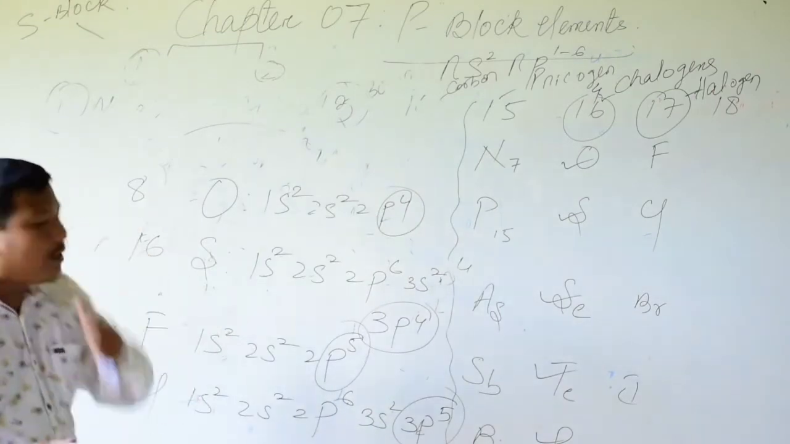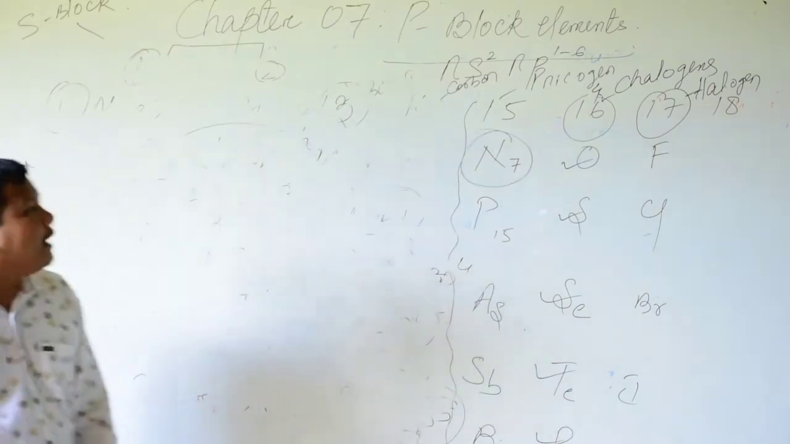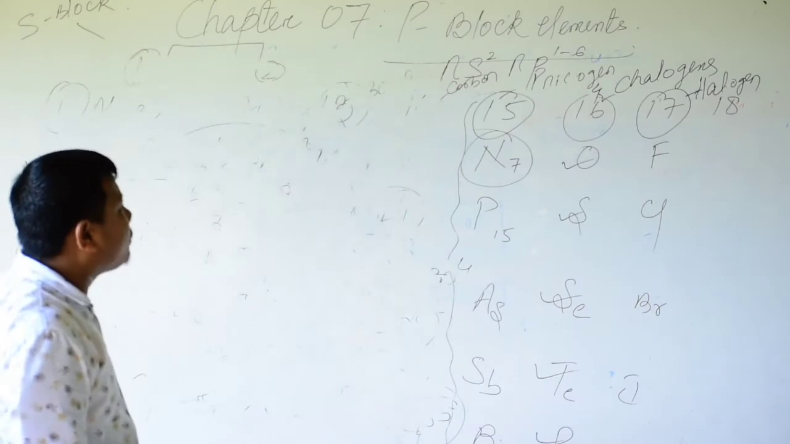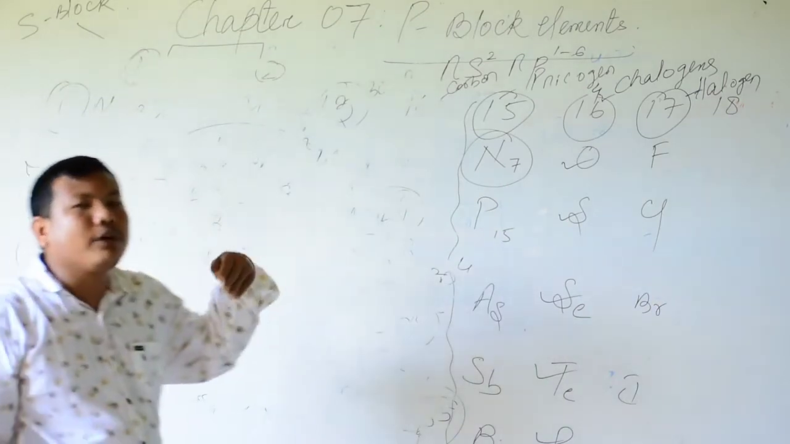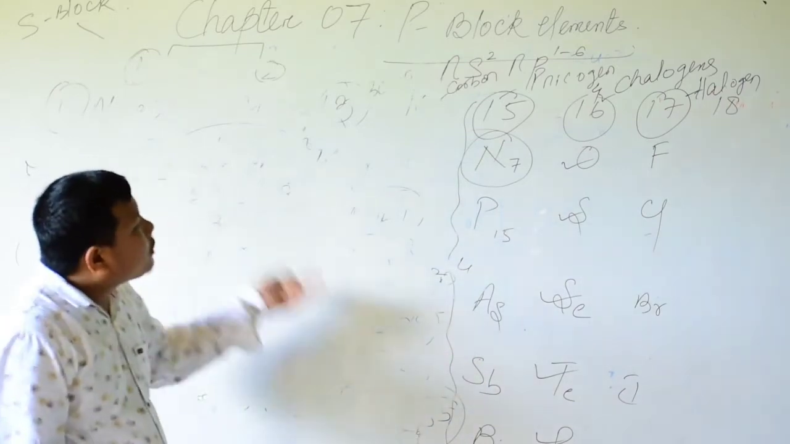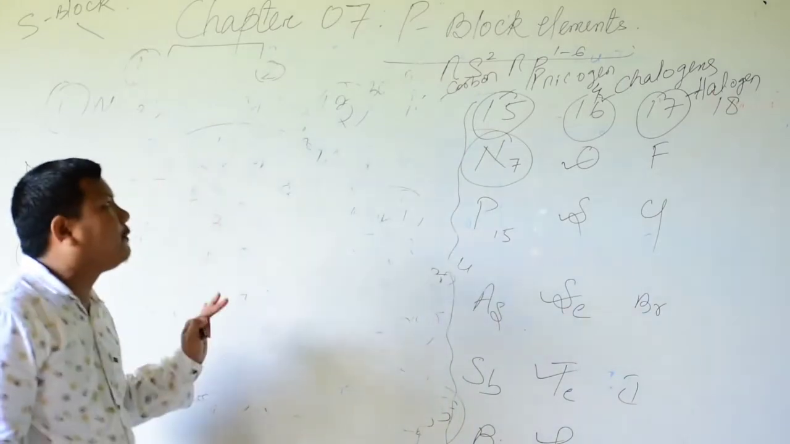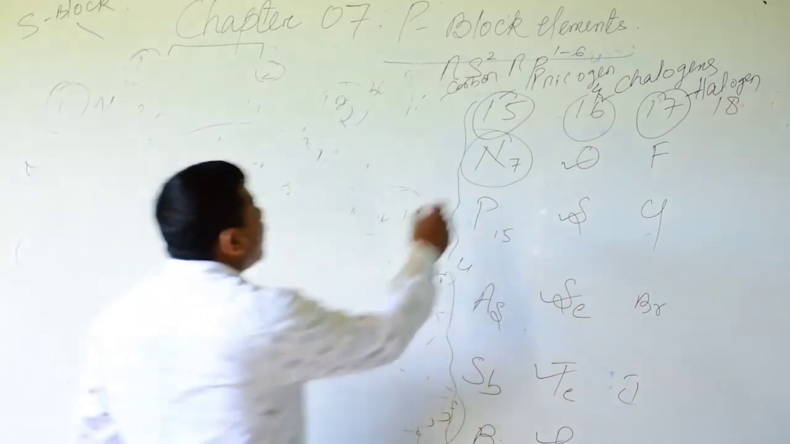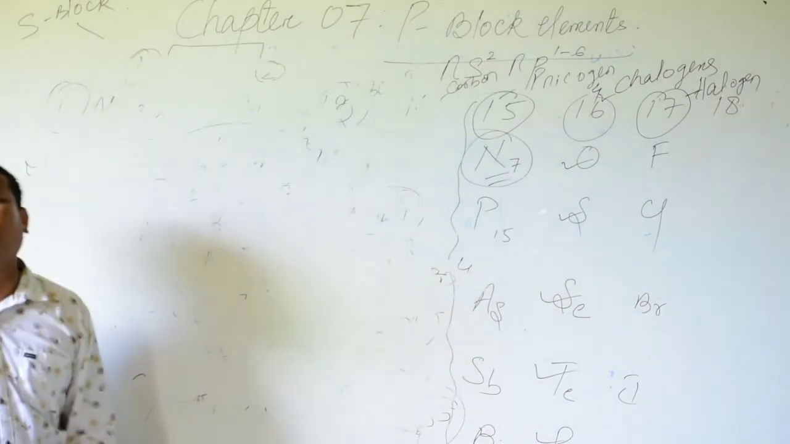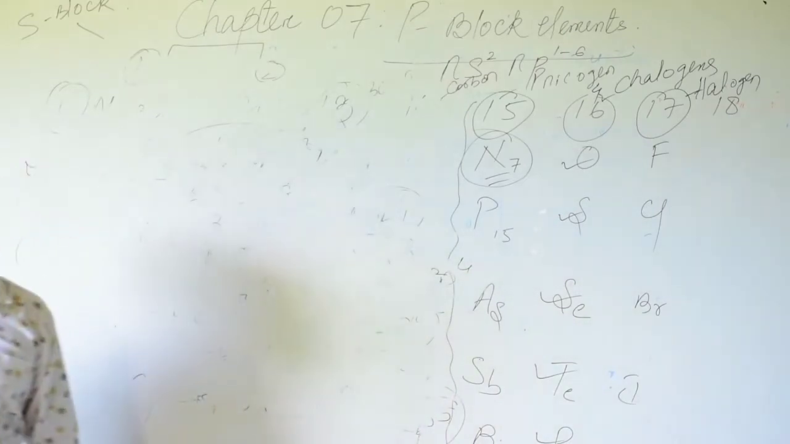Now let me go to the dot structure. Let me go to group number 15, the family name is pnictogen. Now I am going to tell you how to make the dot structure. I will show the dot structure of each element on the board itself. First of all, let's learn about nitrogen. Nitrogen was discovered by Daniel Rutherford in the year 1772.